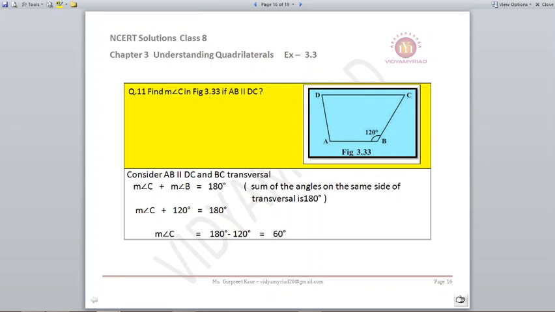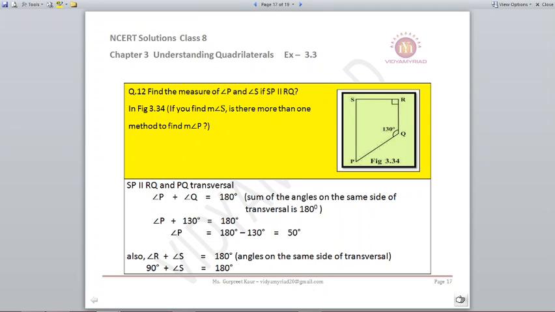Find angle C if AB is parallel to DC. Now when AB is parallel to DC and we take BC as a transversal, we can easily write angle B plus angle C will be equal to 180 degrees because the sum of the angles on the same side of the transversal is 180. We have angle B 120, so we can find out angle C by subtracting it from 180, that comes out to be 60 degrees. If I want to check, 120 plus 60 is 180 and it is forming as per the criteria.